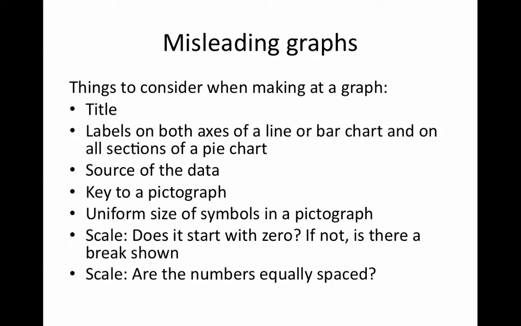Misleading graphs. Things to consider when making a graph: the title; labels on both axes of a line or a bar chart and on all sections of a pie chart; the source of the data; the key to the pictograph; uniform size of symbols in a pictograph; and scale. Does it start with a 0? If not, is there a breakdown shown? Scales: are the numbers equally spaced?